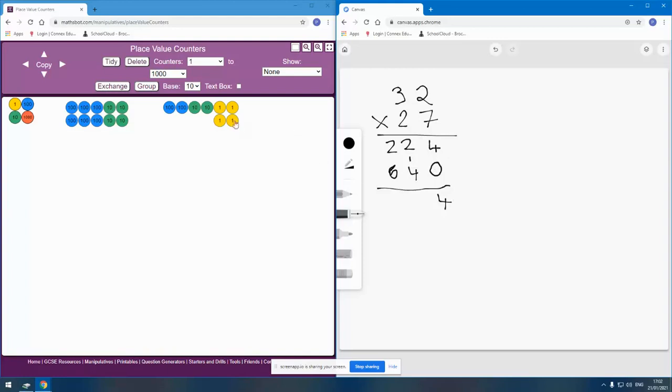I'm going to add my ones. You can see I've only got 4 ones. I'm going to add my tens. So I had 2 tens and then I add another 4 tens. So there's my 6 tens. And then I'm going to add my hundreds. I had 2 hundreds. I'm going to add another 6 hundreds to it. And the result is I have 8 hundreds.